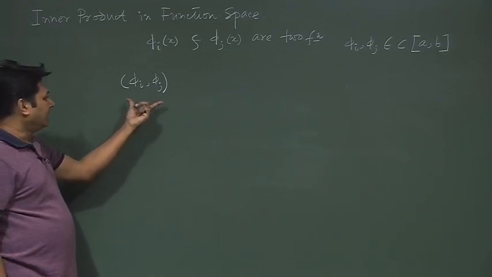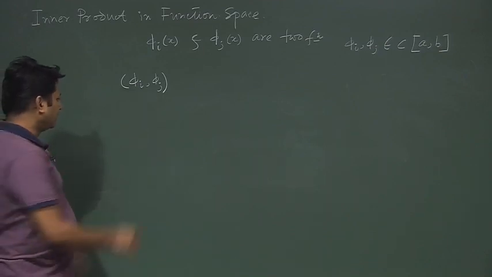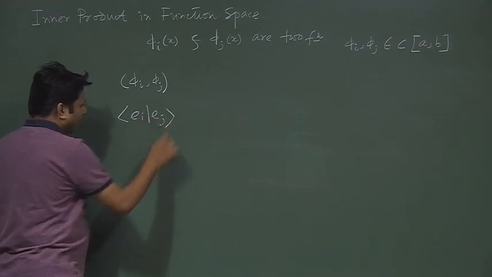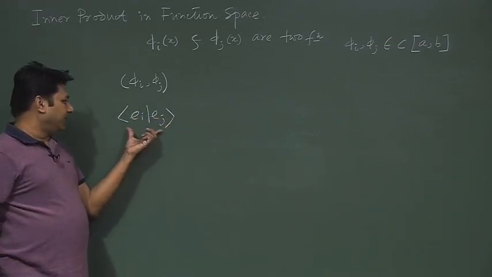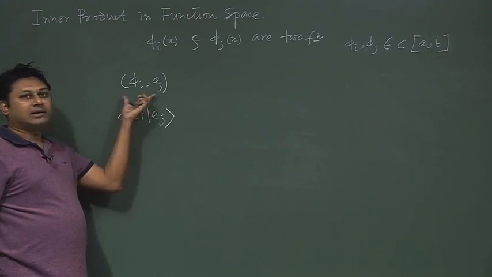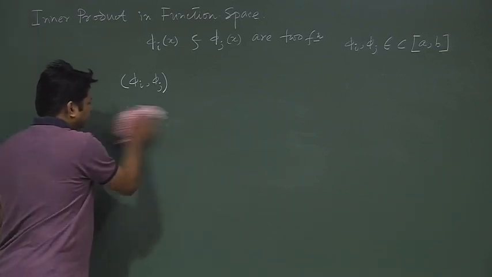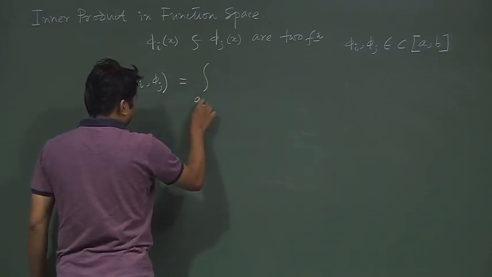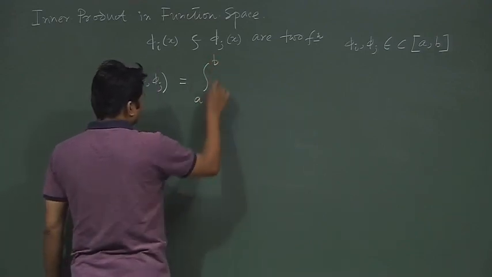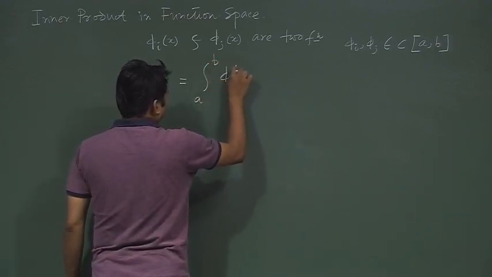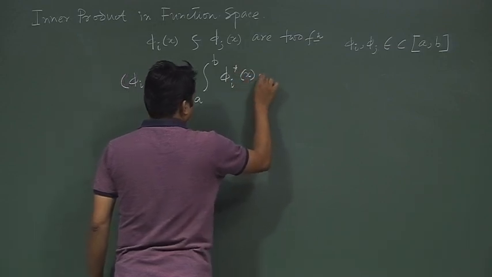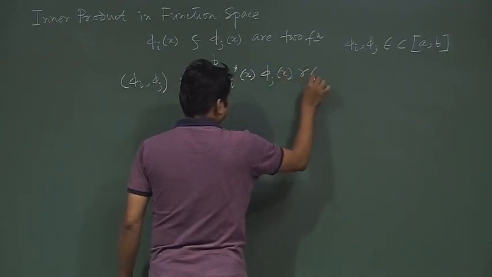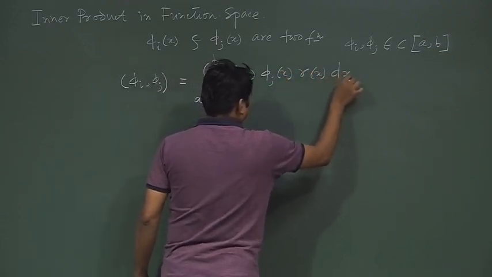Normally in books they give it in this way, this is the definition. It is quite the same as if you try to match with the vector space. In the vector space the definition was something like this, here it is with the bracket. It is given as the integral from a to b of phi i star x phi j x, in general r x dx.